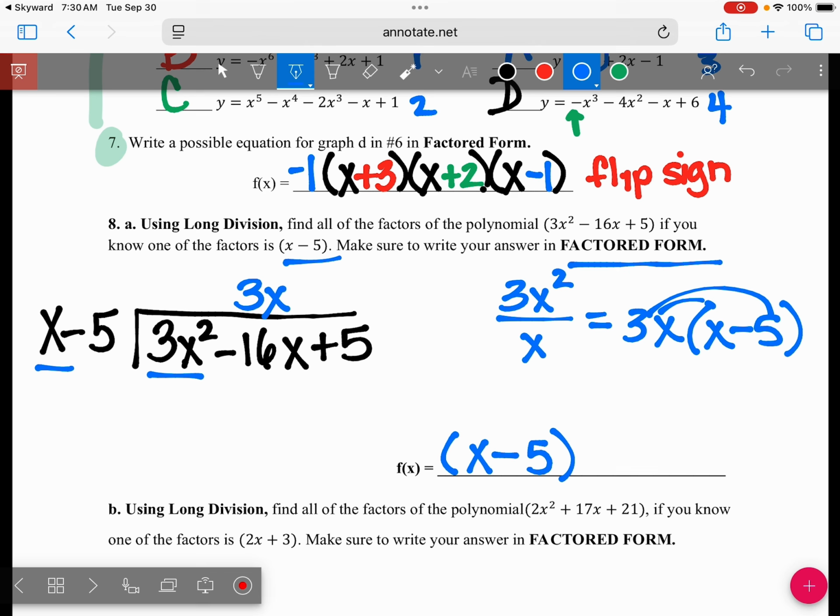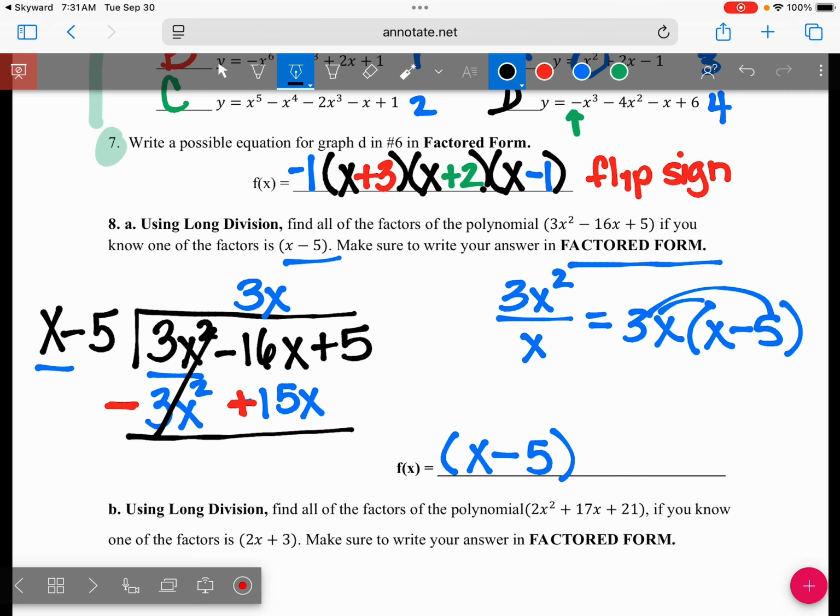So go ahead and do that. Take the 3x and multiply it by x minus 5. And that should give you 3x squared minus 15x. Before we add these two columns together, you have to flip the sign. Make this one negative because it was positive. Make the second term positive because that one was negative. Now we're ready to add and repeat.